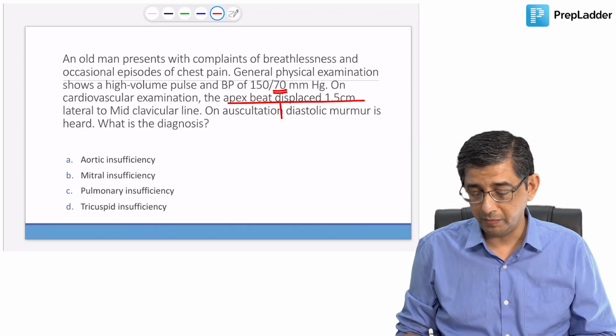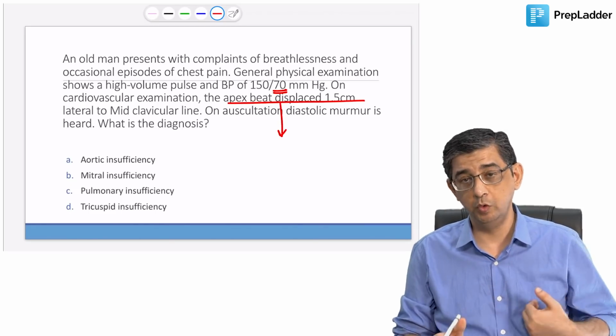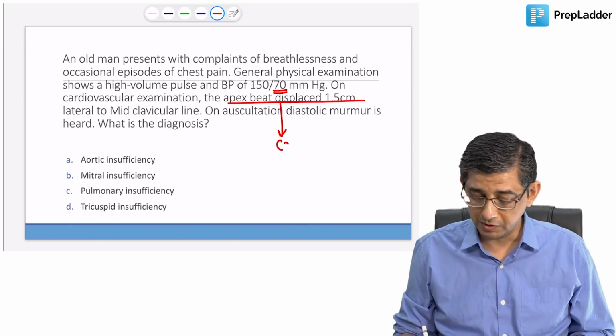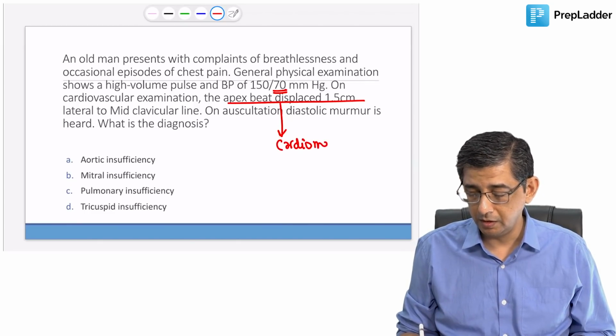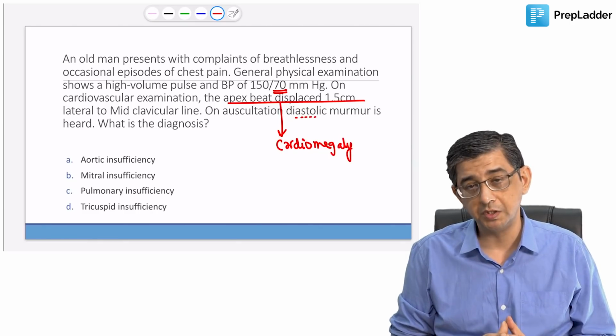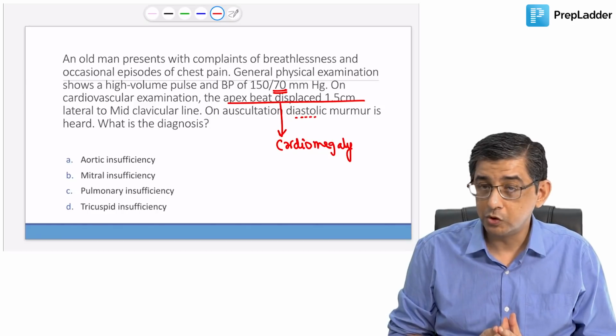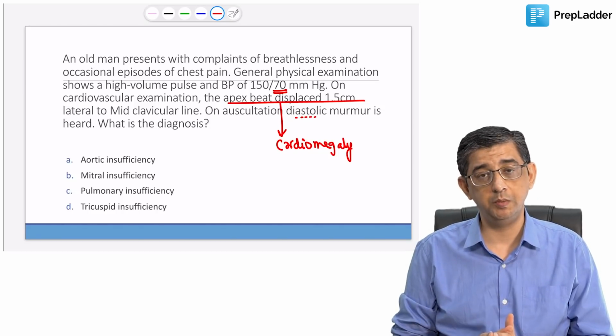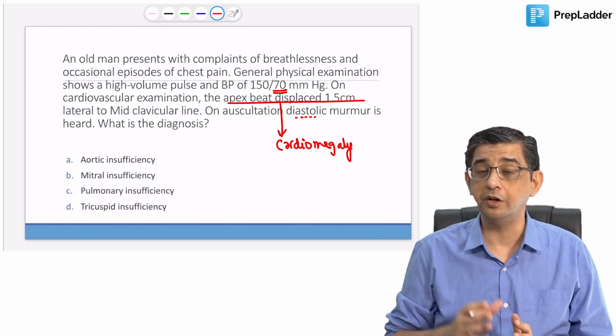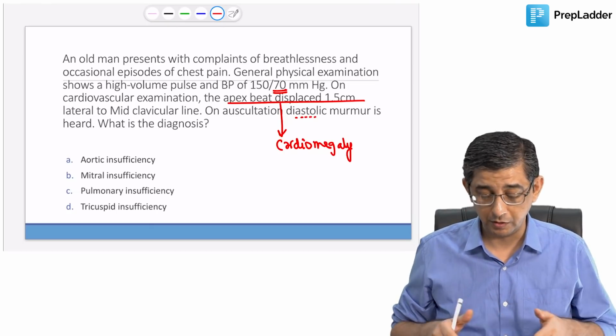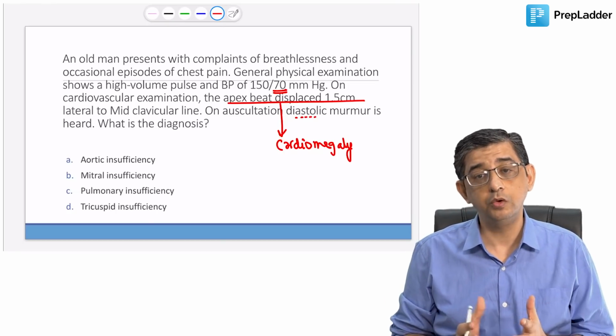On cardiovascular examination, the apex beat of the person is displaced lateral to the midclavicular line. This statement that I have mentioned before you, the apex beat is moving away, tells you that this person definitely has a cardiomegaly, and at the same time he is also talking about a diastolic murmur being heard in the patient. The usual impression of most doctors is that whenever he asks you diastolic murmur, I will answer mitral stenosis. That is the feedback that I got from a lot of students, but mitral stenosis is not in the options. So how to solve this question?